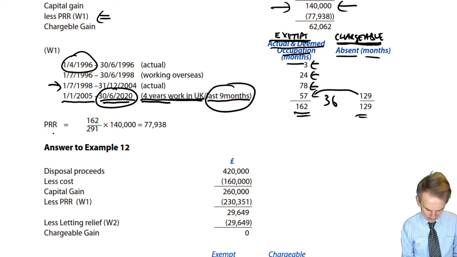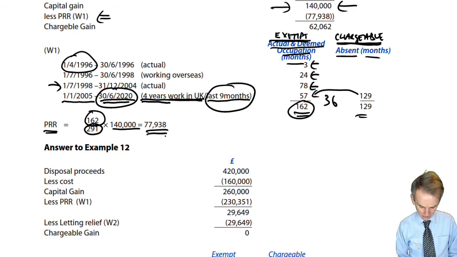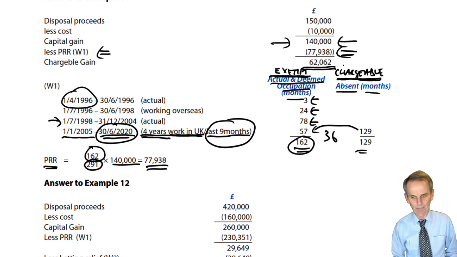And we then do this calculation, that the private residence relief will be equal to: so what's the gain? 140. What was the total period of ownership? 291 months, of which 162 classified as occupation, classified as being exempt, whether through actual or deemed occupation. Put that through your calculator, and all being well, the result will be that figure. That is your private residence relief. That therefore is deducted in then establishing what will be the chargeable gain.